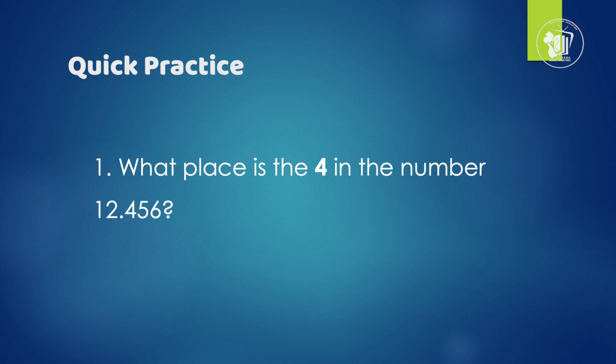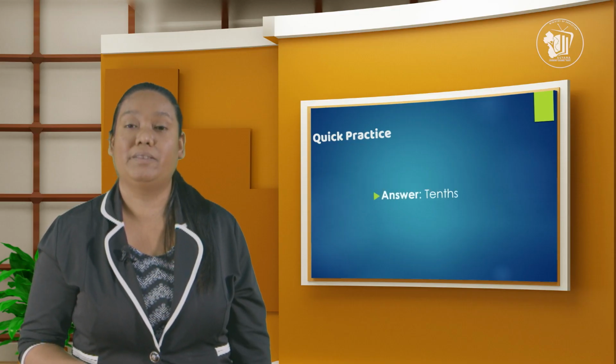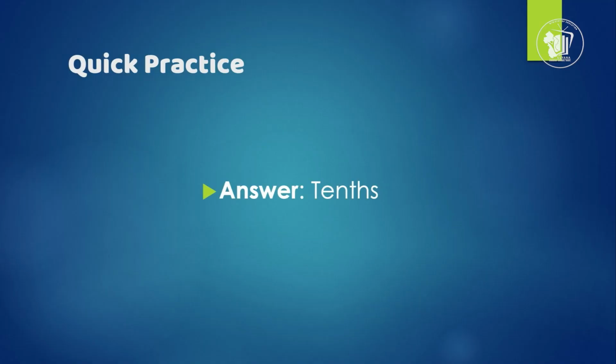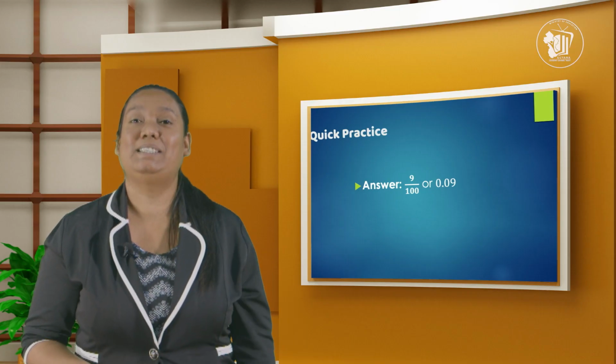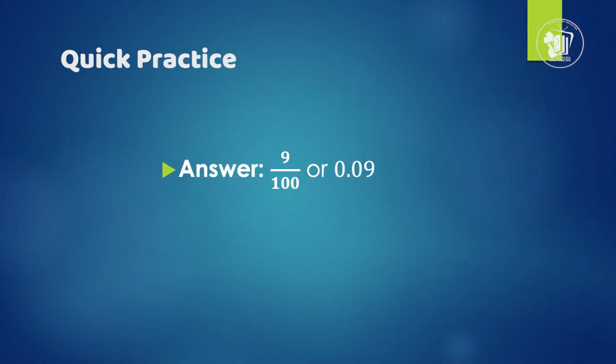What place is the 4 in the number 12.456? If you said tenths, you are absolutely correct. The 4 is in the tenths place. Let us try one last one. What is the value of 9 in the number 57.894? Yes, it is 0.09 since it is in the hundredths place.